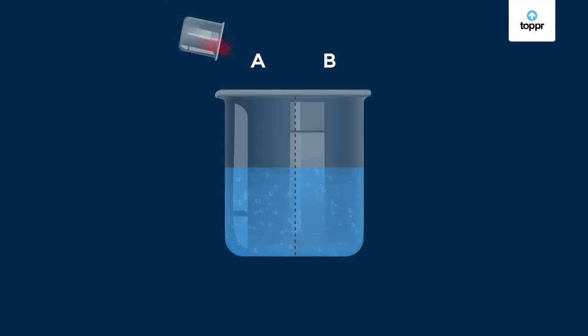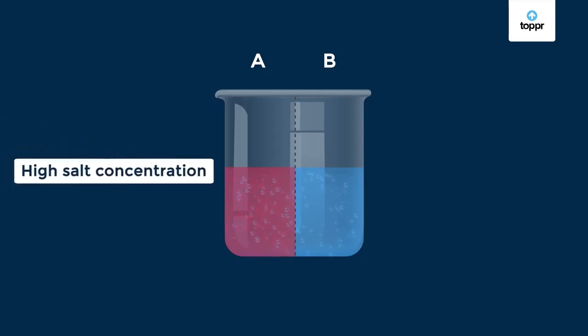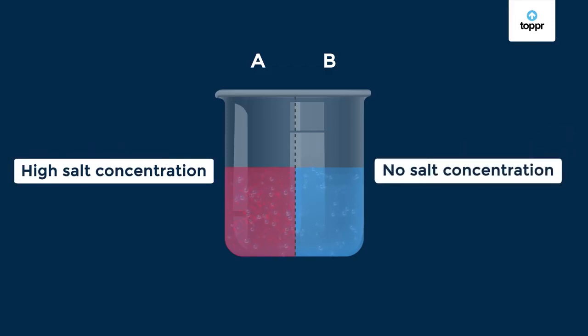Now, let us add a few spoons of colored salt to compartment A. The salt cannot move across the semi-permeable membrane and gets dissolved in A. Now that we have added salt only to compartment A, we can say that the salt concentration is high in compartment A and nil in B.